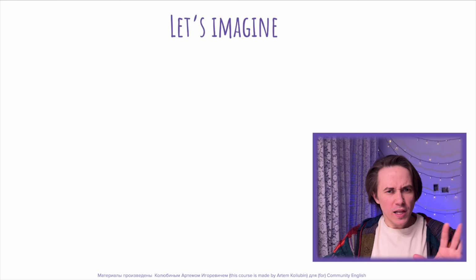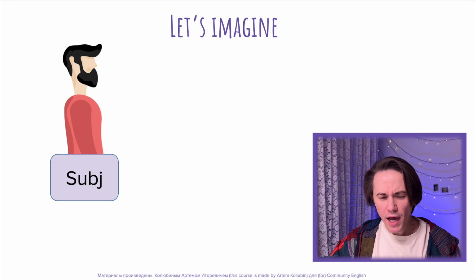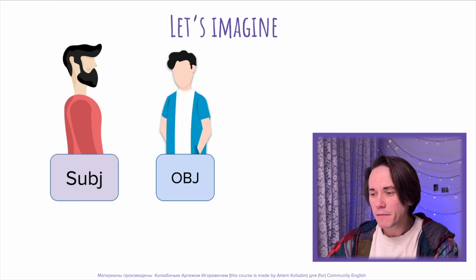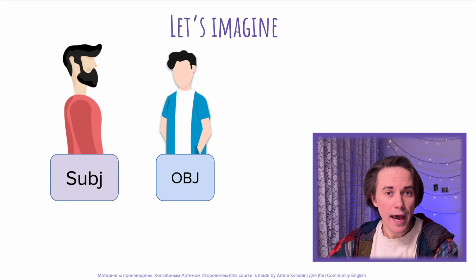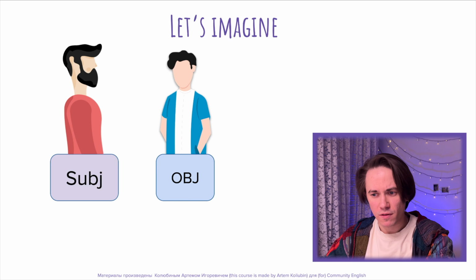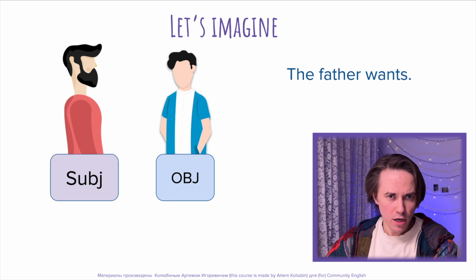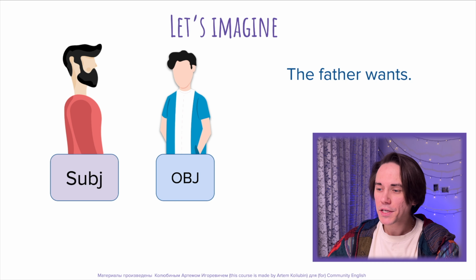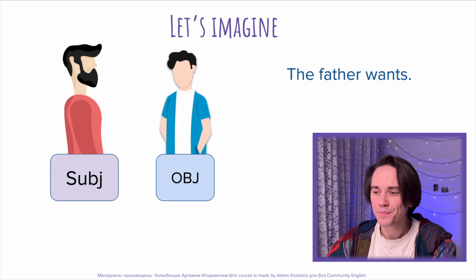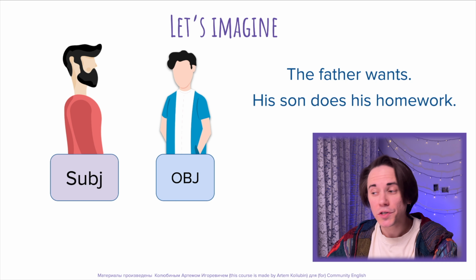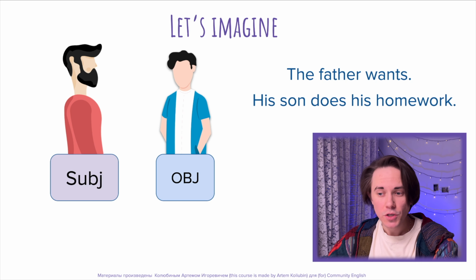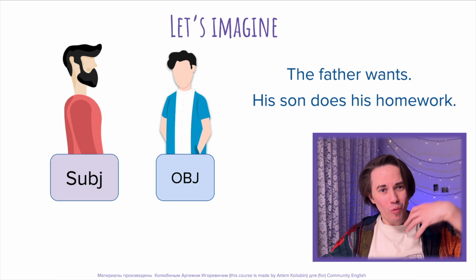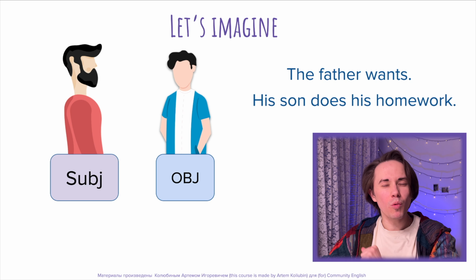So first things first, let's imagine a situation. We have one person, who's a subject, the father, and we have an object, the other person, Harry. And we have certain relationships between them. So basically, the father wants, right? That's what the father does. He wants. And what does he want? His son does his homework. So we have a subject with the verb, the father wants, and then what he wants: his son does his homework.